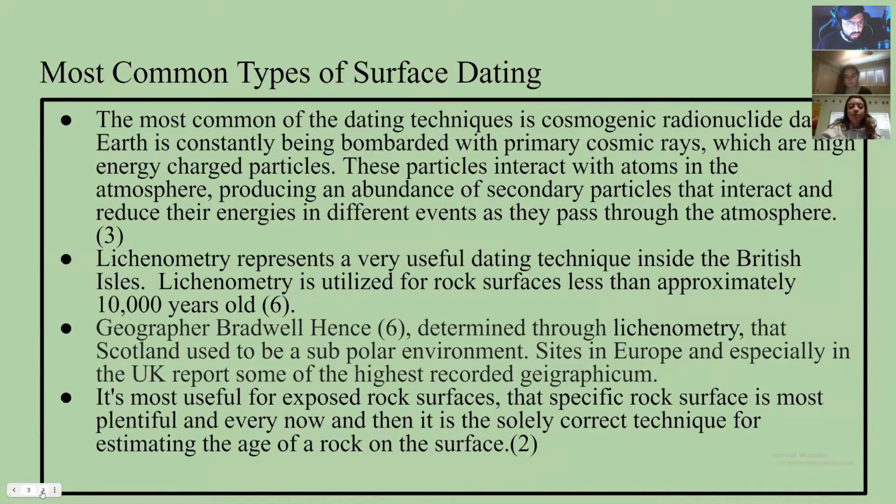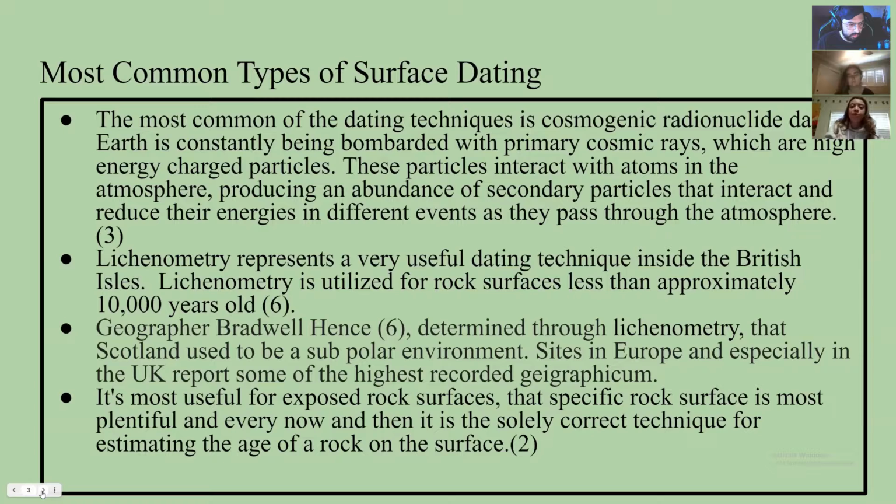The most common types of surface dating are radionuclide dating and lichenometry. Radionuclide dating is one of the most common techniques, and it is because Earth is being constantly bombarded with primary cosmic rays, which are high energy charged particles. When the high energy charged particle reaches the atmosphere, it changes the energy in the different events.